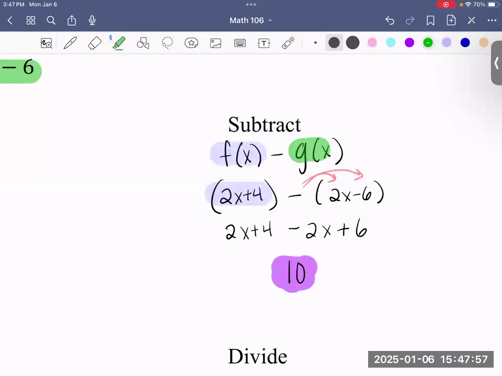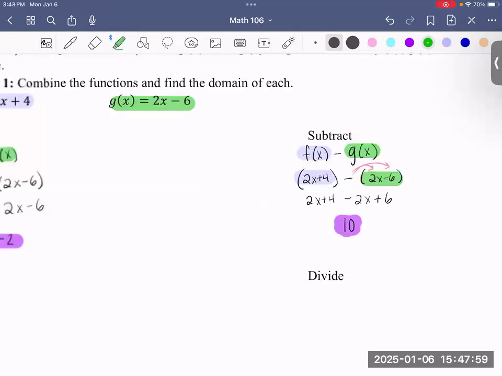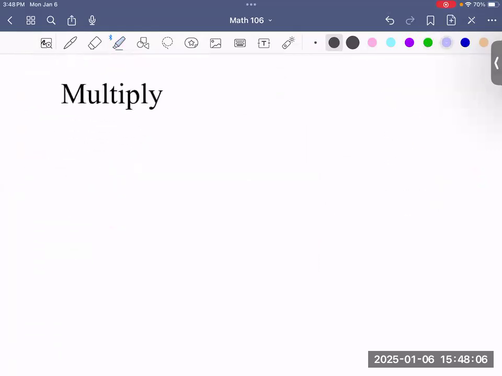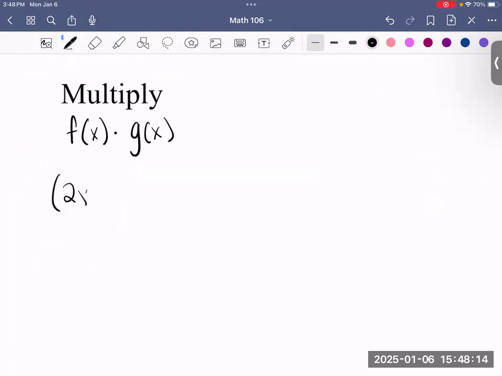I believe G is this color. I'm a huge fan of color if you can't tell. Now let's go ahead and multiply f of x times g of x. So we're trying to multiply 2x plus 4 times 2x minus 6. Now, when it's in this process, we are talking about foiling.